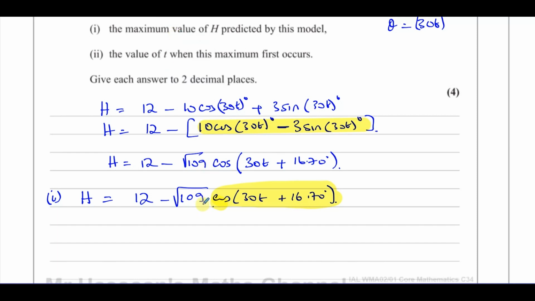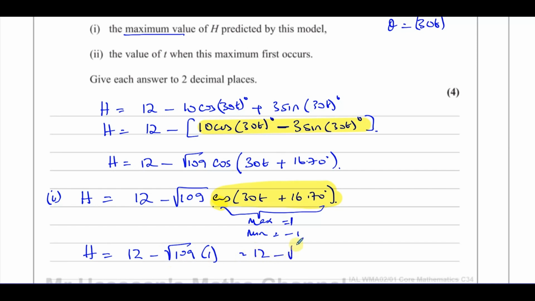But this itself, from here to there, the maximum value of this is always 1. The maximum value of this is equal to 1. And the minimum value of this is equal to minus 1. Okay, but we've got to find what the maximum value of h is. So if we think about h equals 12 minus, supposing I call this 1, this would be minus the square root of 109 times 1, which is 12 minus the square root of 109.